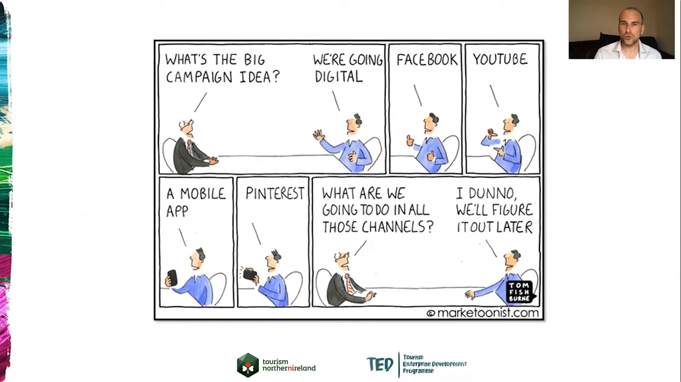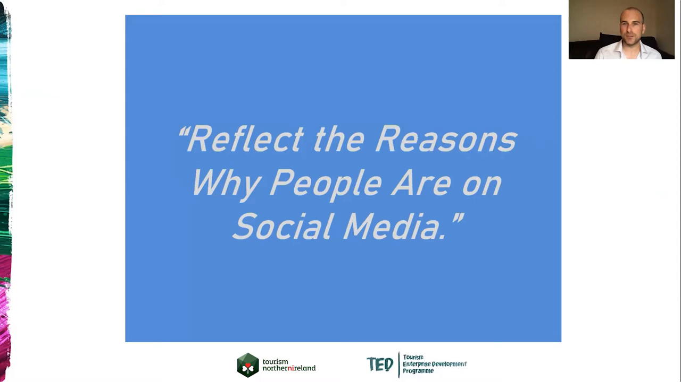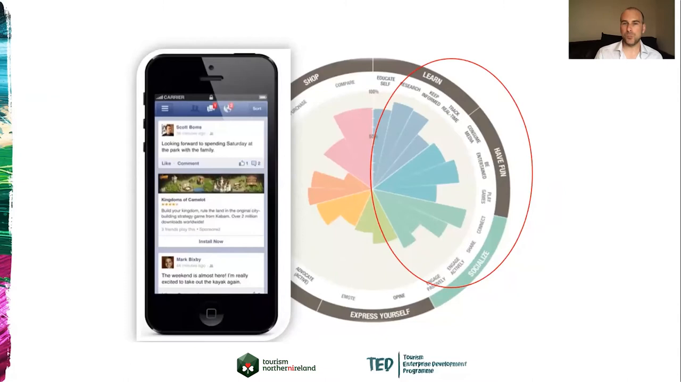So my first tip is reflect the reasons why people are on social media. People aren't on social media primarily to interact with businesses and brands, but businesses and brands have a very good opportunity to get into that space where people are for so long during the day to interact with them. So let's look at the top reasons why people are on social media. This is a piece of research recently that asked people the kinds of things that they do on social media on a day-to-day basis.